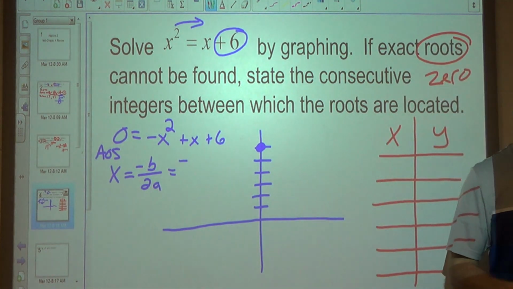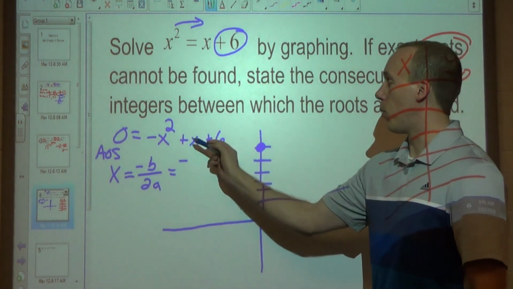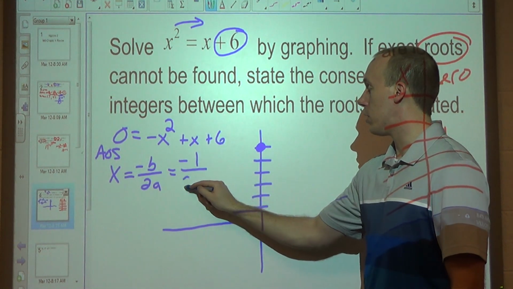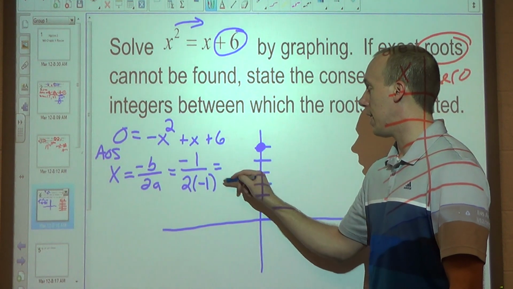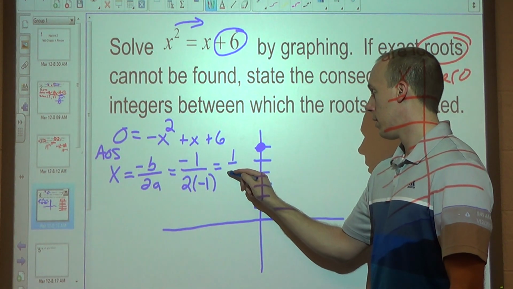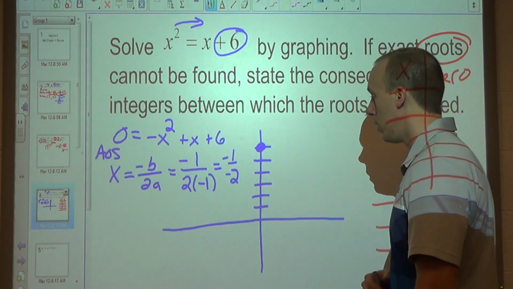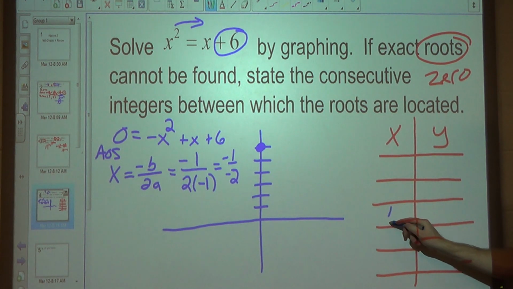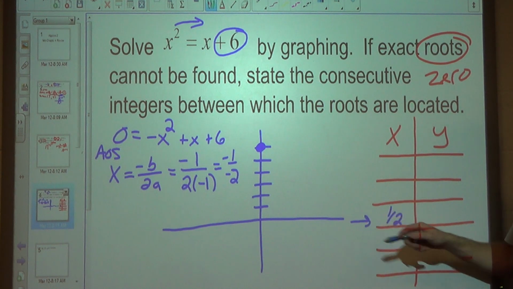What would my b be in this x equals negative b over 2a? A 1, right? There's a 1 in front of this x. So negative 1 over 2, and then what's my a? A negative 1. So that's actually a 1 over a negative 2, or a negative 1 over negative 2. Which, what does that simplify into? Half. Okay, I'm going to put half in the middle of my table.